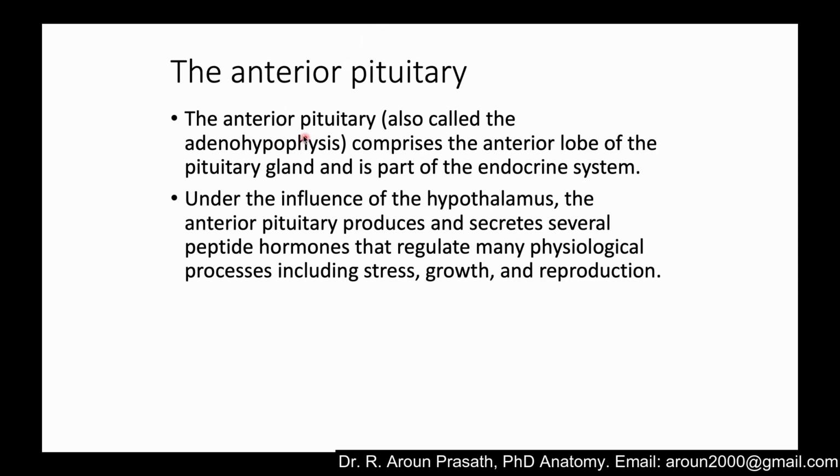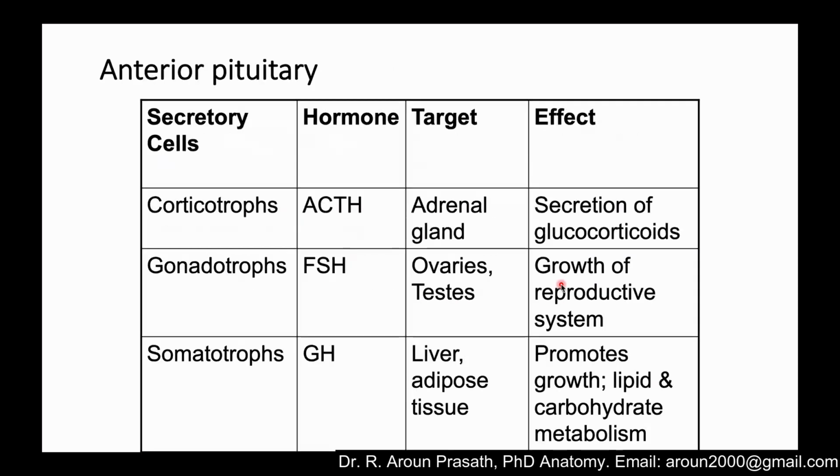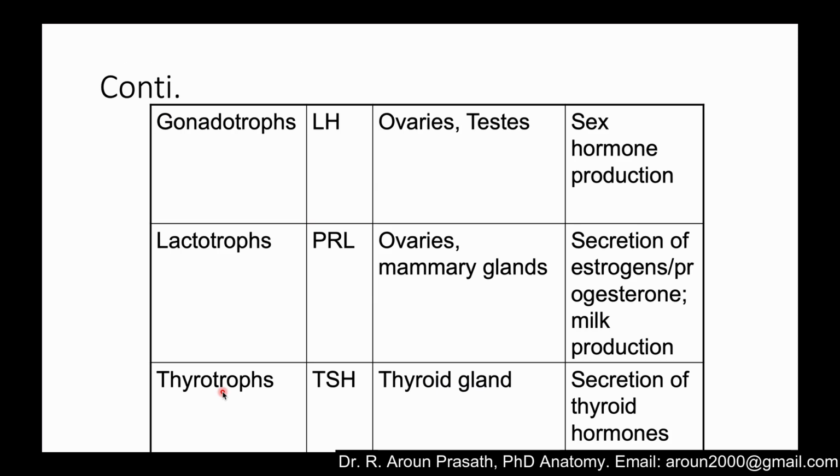As I told you, the anterior pituitary, called the adenohypophysis, comprises the anterior lobe of the pituitary gland and is a part of the endocrine system. Under the influence of the hypothalamus, the anterior pituitary produces and secretes several peptide hormones that regulate many physiological processes, including stress, growth, and reproduction. Now let us see what hormones are secreted by the anterior pituitary cells. What you see here are the different types of cells present in the anterior pituitary: the corticotropes, gonadotropes, somatotropes, lactotropes, and thyrotropes.